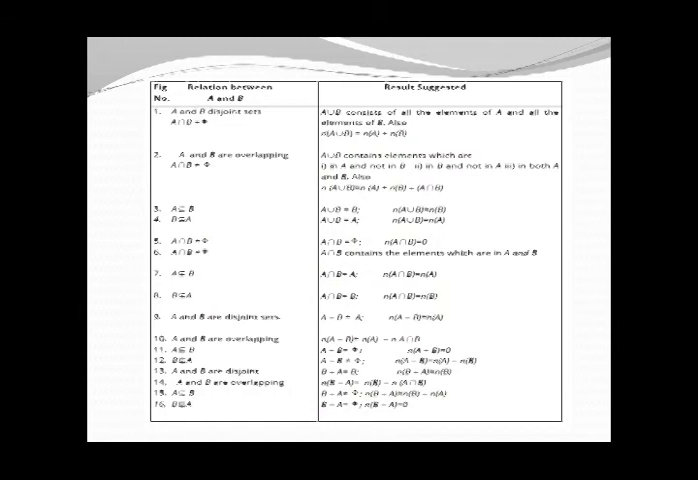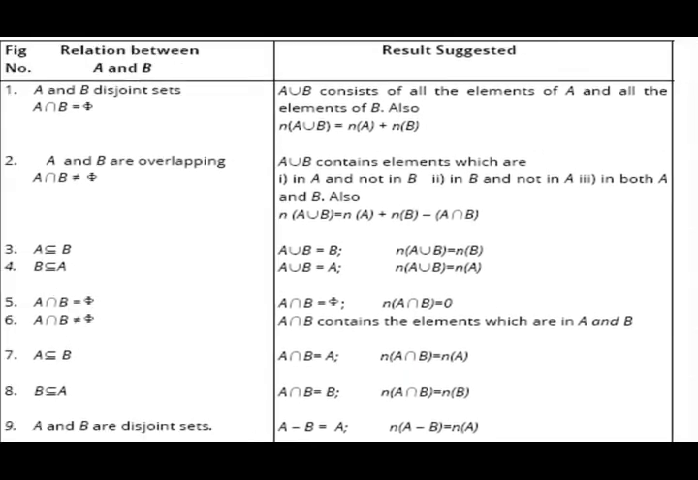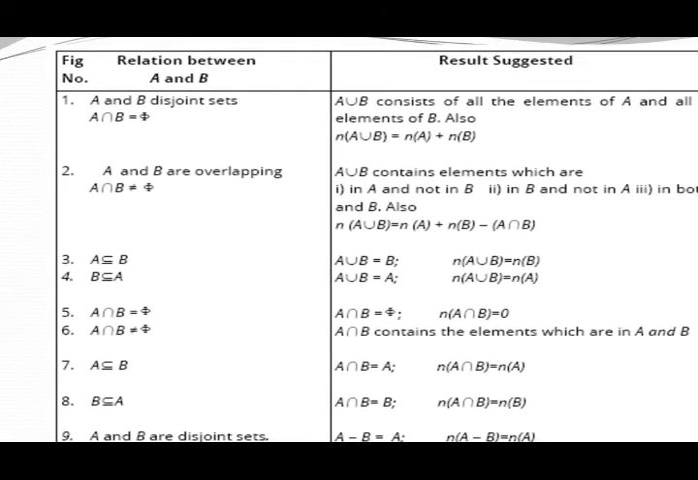And these are some important conditions. A and B are disjoint sets. It means their intersection is empty. The number of elements in A union B is equal to the number of elements in A plus the number of elements in B.